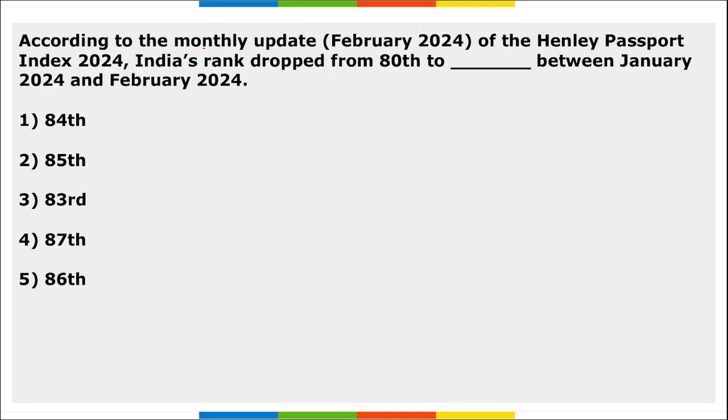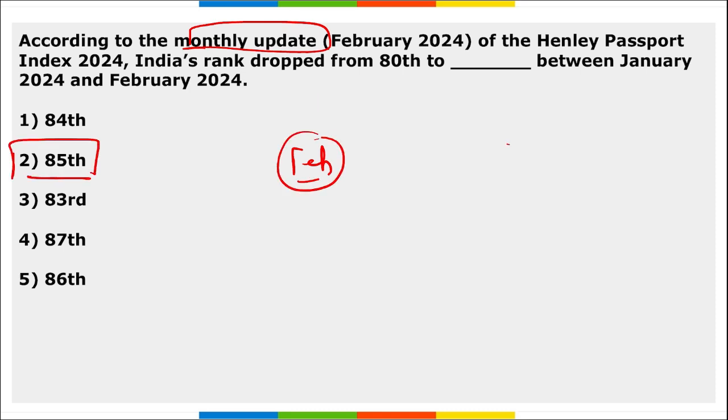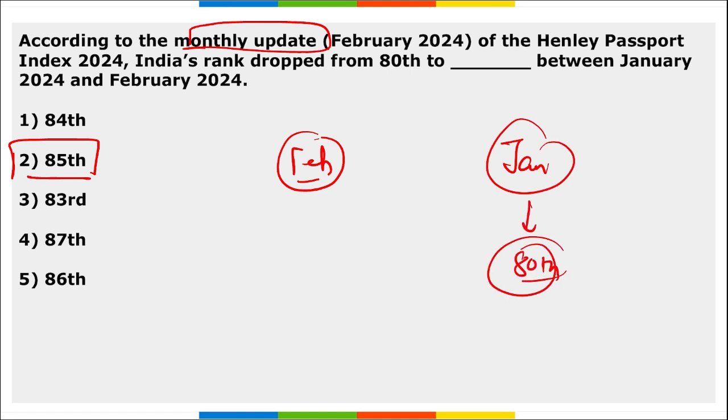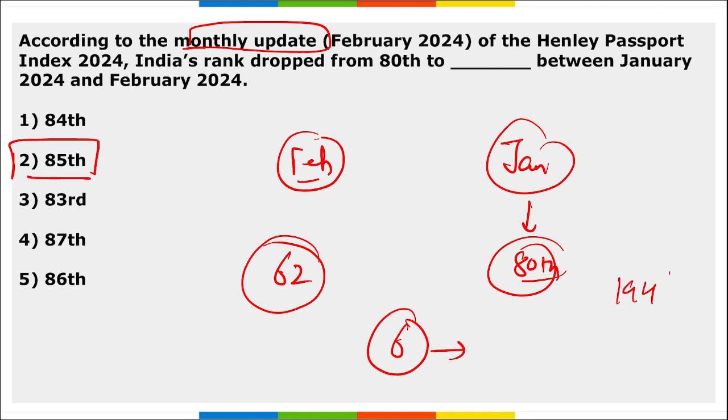Next, according to the Henley Passport Index monthly update, what is the rank of India in the month of February? So India in Feb stands at 85th position, whereas in the month of Jan, India was at 80th position. So we can see a decline of 5 positions. Indians have visa free entry to 62 countries, and on top there are 6 countries securing the first position, and they have visa free entry to 194 countries out of 227 globally. These 6 countries are France, Germany, Italy, Spain, Japan and Singapore.